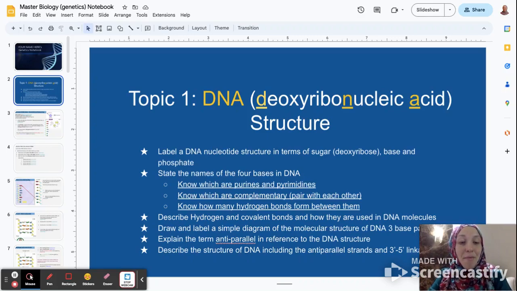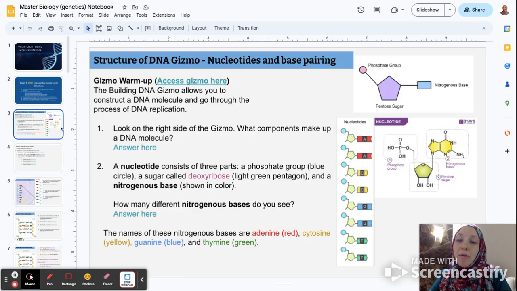Hi everyone, welcome to topic 1 of our genetics unit. In this topic, we're going to be talking about DNA and its structure. So what is DNA composed of?